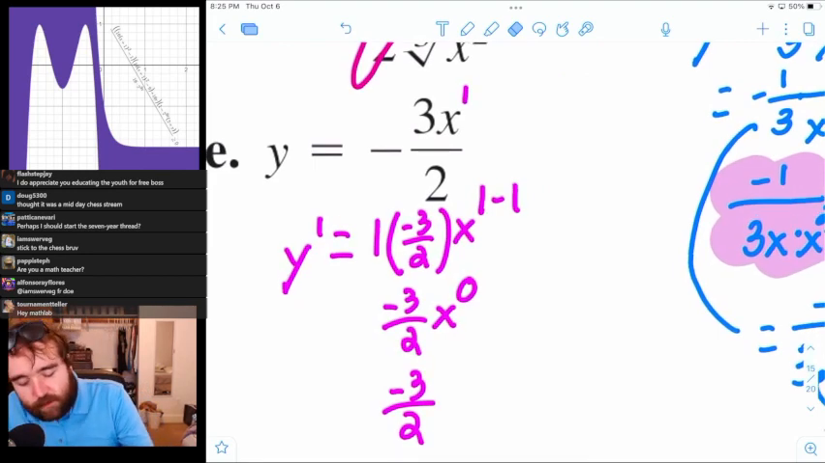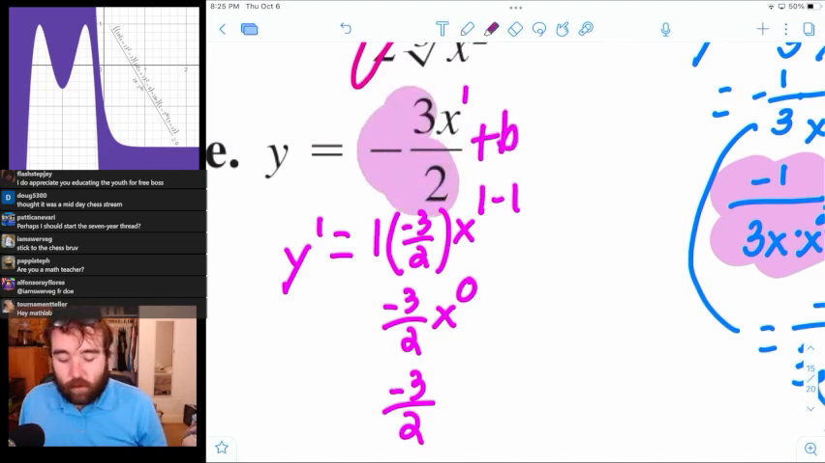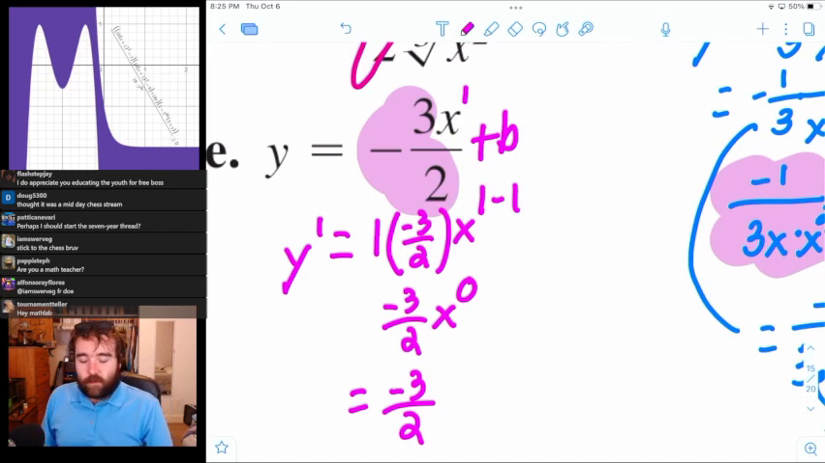And that actually makes sense when you realize that this is in mx plus b form, so the slope, which is what the derivative is, is just right there, negative 3/2. And you see that when we use the power rule, we just ended up getting that same thing. So it confirms that idea.